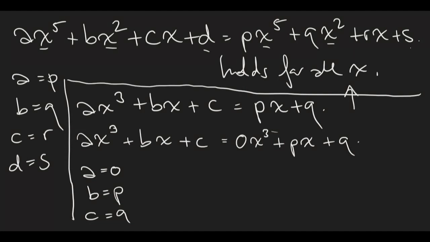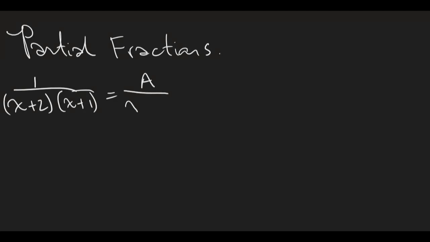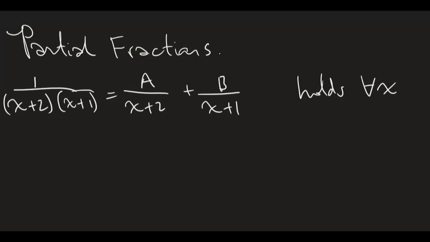Okay, so let's take a look at partial fractions. If we are given the partial fraction problem 1 over x plus 2 times x plus 1, and we say that's equal to a over x plus 2 plus b over x plus 1, and this holds for all x, then we can actually solve this for a and b.